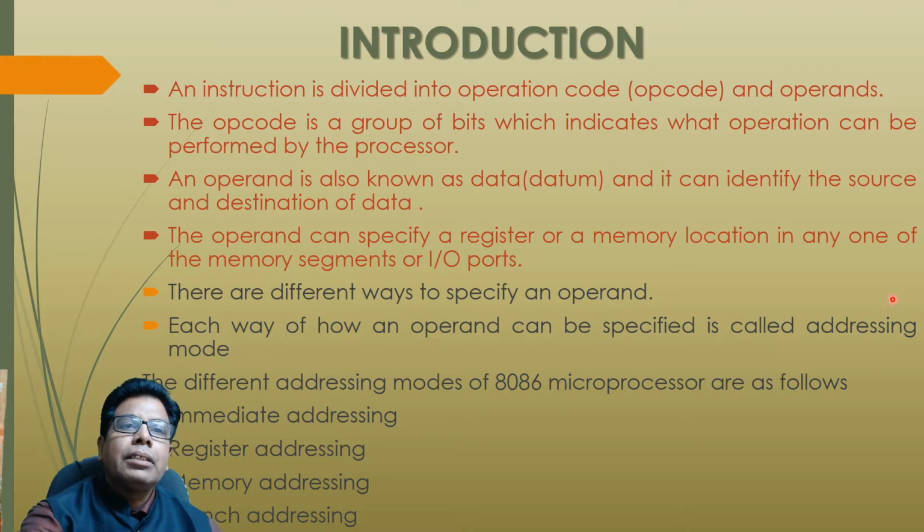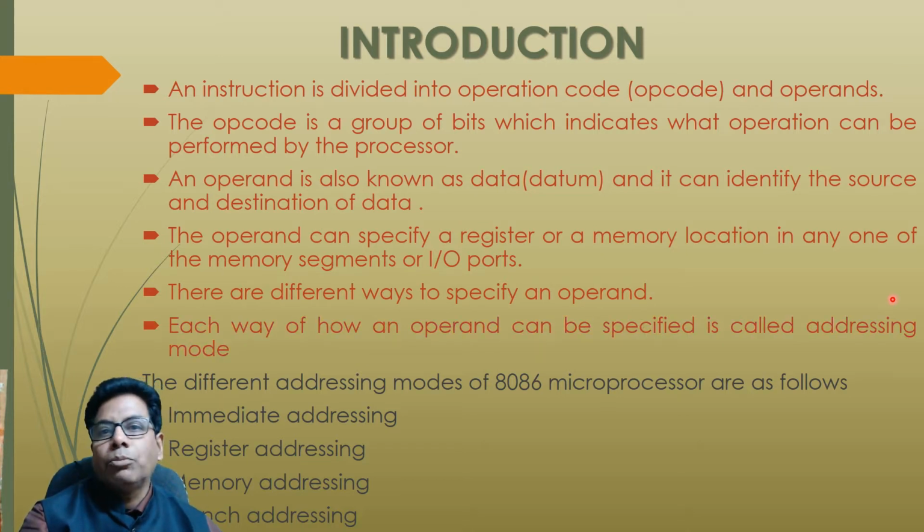Here you must understand that there are 4 memory segments in 8086: the code segment, the data segment, extra segment, and the stack segment. So accordingly, that has to be specified. Then there are different ways to specify an operand. Each way of how an operand can be specified is called addressing mode. So addressing mode is nothing but the way in which the operand is specified.